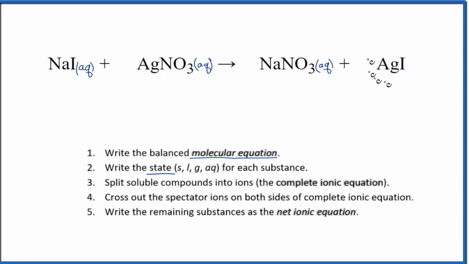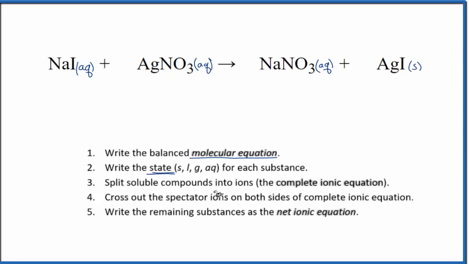And then silver iodide. If we look that up on a solubility table, we'll see that it's insoluble. It doesn't dissolve in water. And because of that, it's going to be a solid. It'll be a precipitate in this reaction, fall to the bottom of the test tube. So we write S because it's a solid. So we have the states.